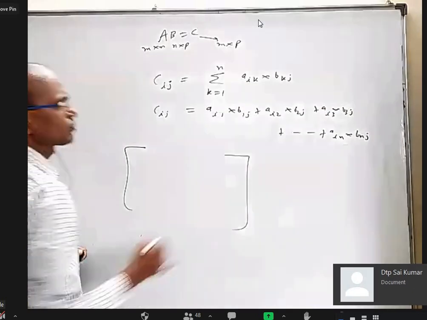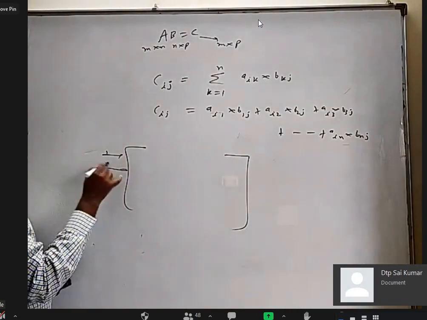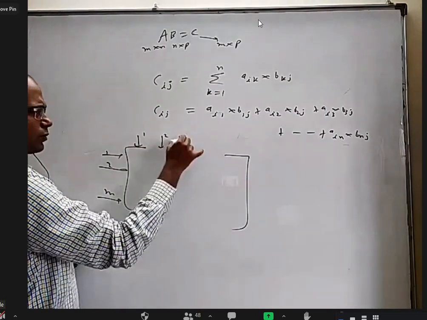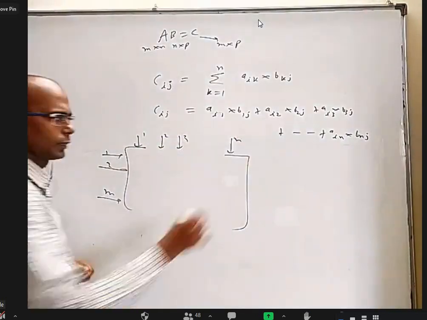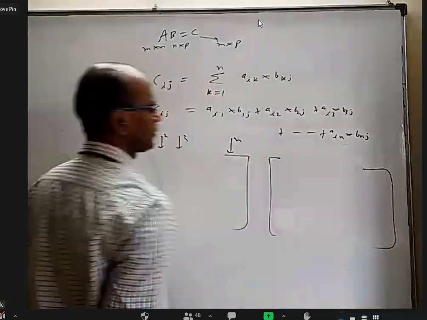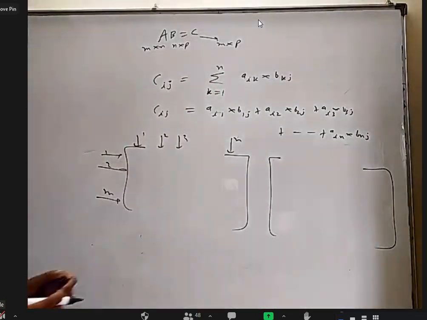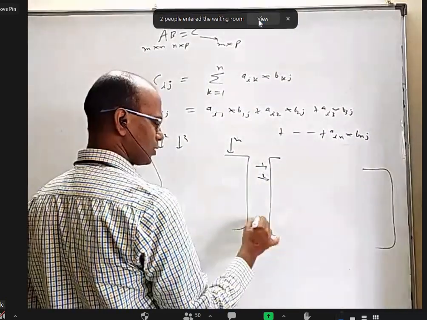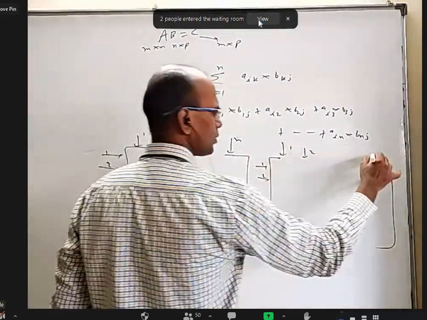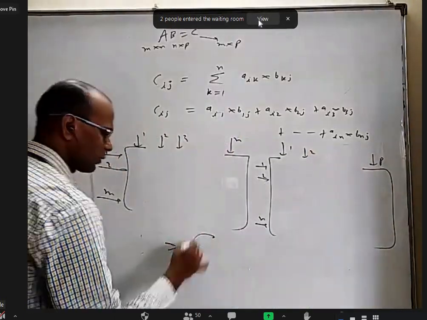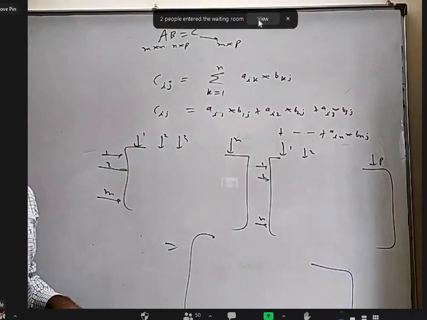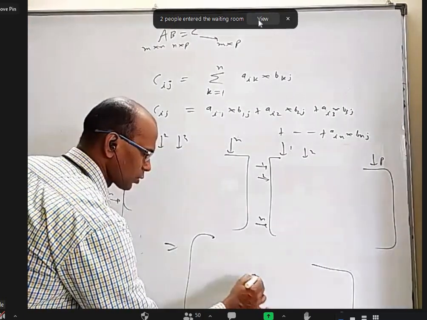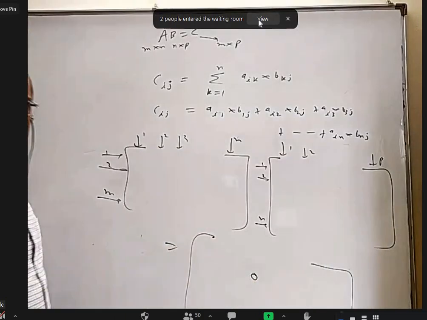Let's say I have a matrix A with m rows, first row, second row, mth row, and first column, second column, third column, and nth column. I have matrix B, which has n rows and p columns. So first row, second row, nth row, first column, second column, and pth column. So let us multiply. I got a big matrix. Let us say I want to know the third row, second element in the final matrix.